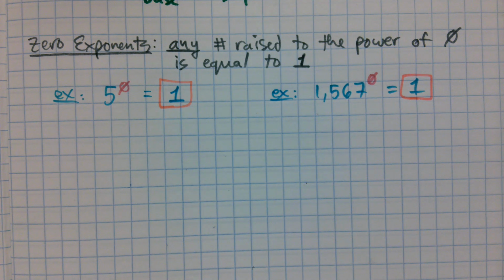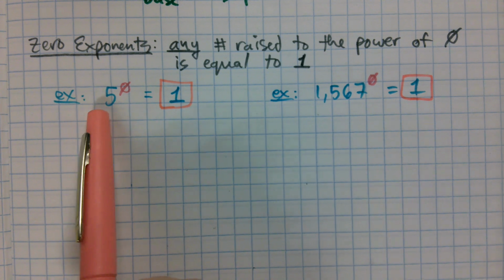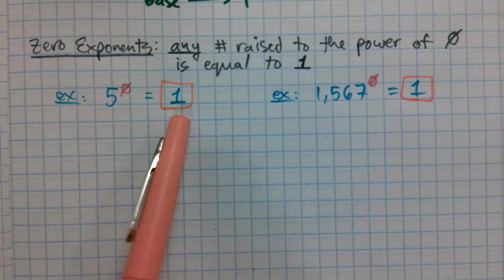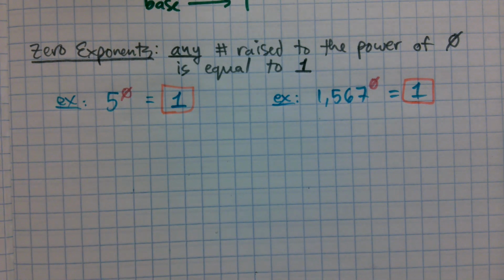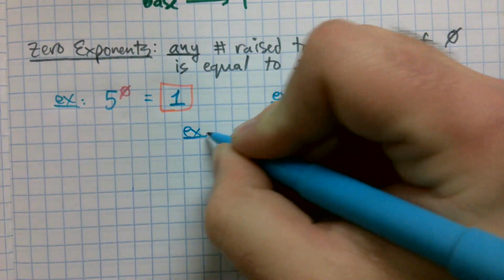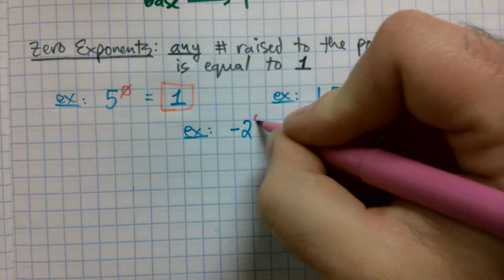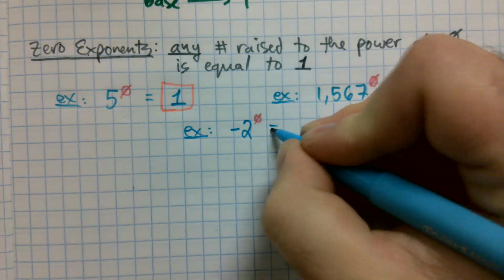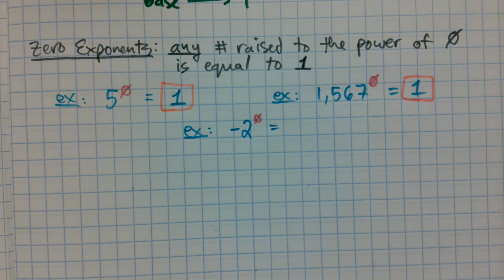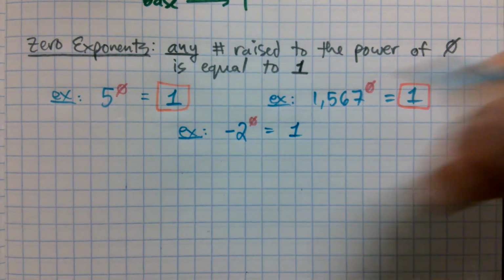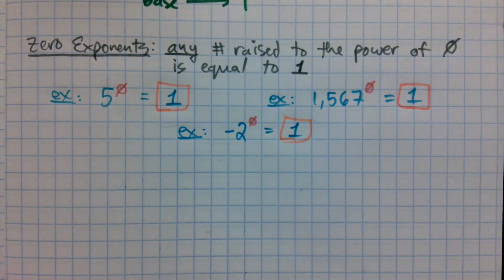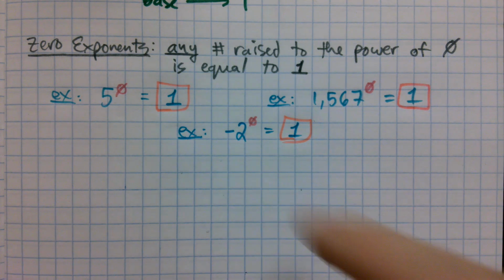If it's a negative, will it be like a negative 1 or will it always stay at 1? So you're saying if it was like negative 5 to the power of 0, equal to 1. Not negative 1, 1. That's a good point. Let's add in that third example. If we have negative 2 to the power of 0, you may think that would be equal to -1, but it's not. It's just equal to 1. So big, small, positive, negative, if it's raised to the power of 0, it's equal to 1.